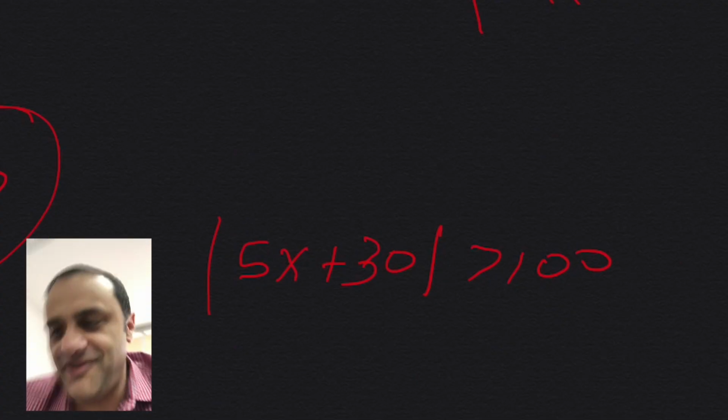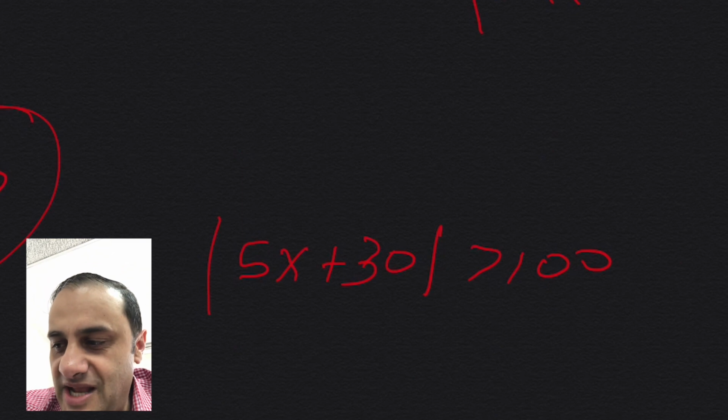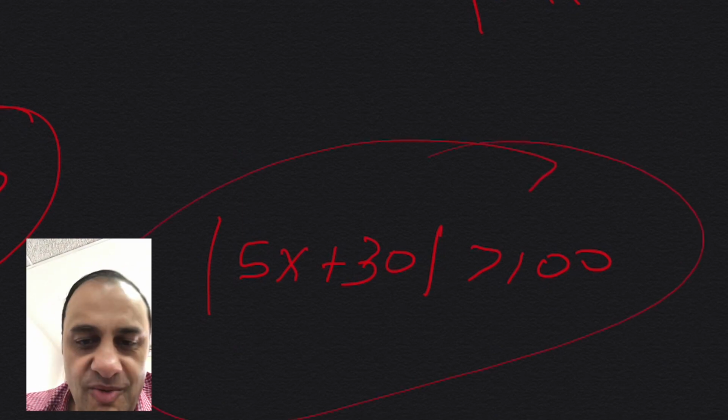All right, so we have here 5x plus 30 is greater than 100. Try that one on your own. Put the answer in the comments.